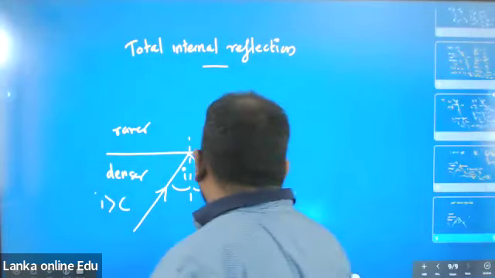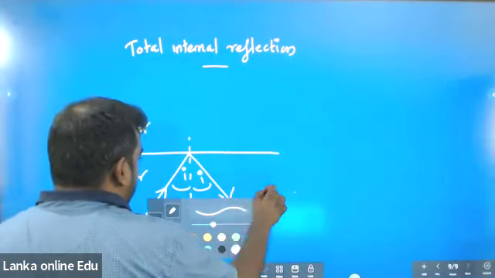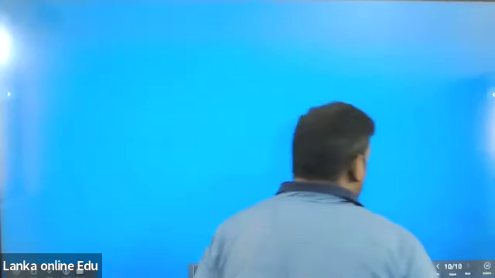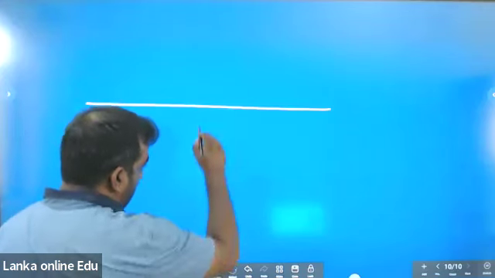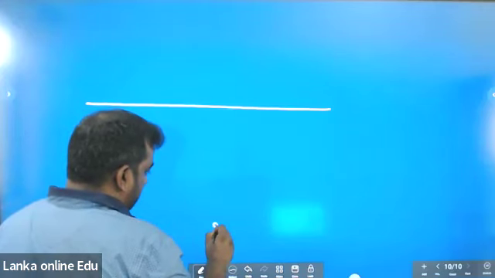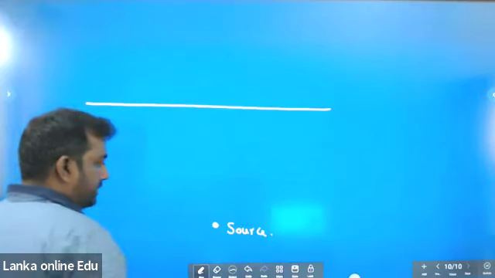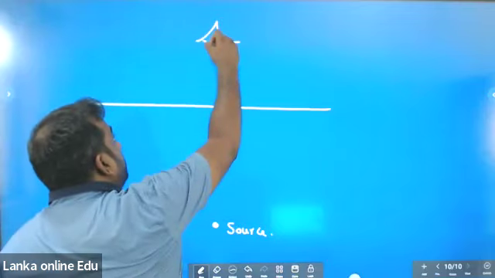Now look at this. There are many applications connected to this. The famous ones, we'll do a few, because when you do the questions, you can do the rest. Otherwise, you won't think. Now observe, let's say there's a source here. You're looking from the top.